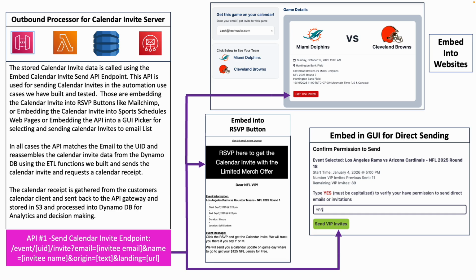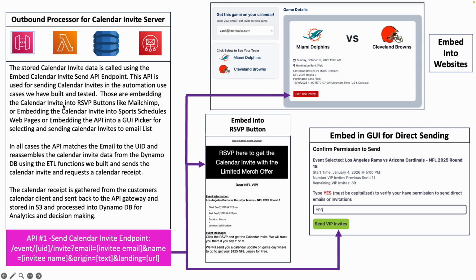So in step two, which is not linear, it could or could not be used, but metaphorically, I'm looking at it as the outbound processor for the calendar invite server. This is a set of functions that work on the calendar invite server on AWS. Essentially, the stored calendar invite data can be called using the embedded calendar invite send API endpoint, which we've invented. This API is used for sending calendar invites in the automation use cases we have built and tested.